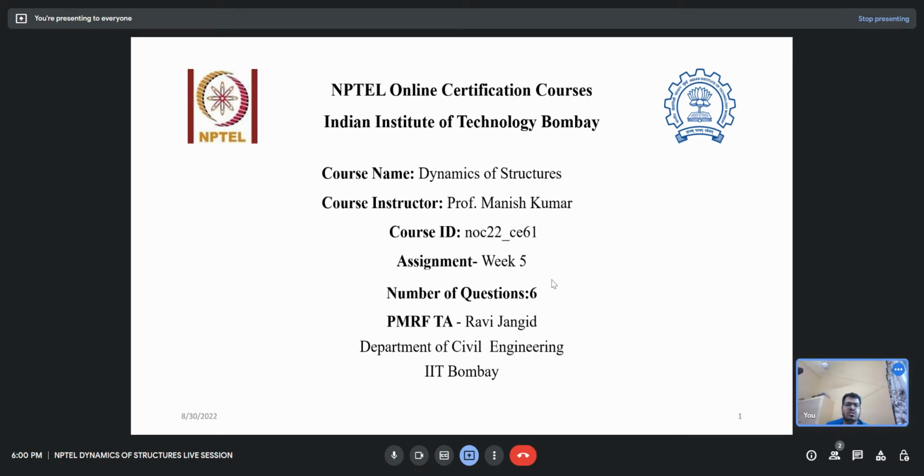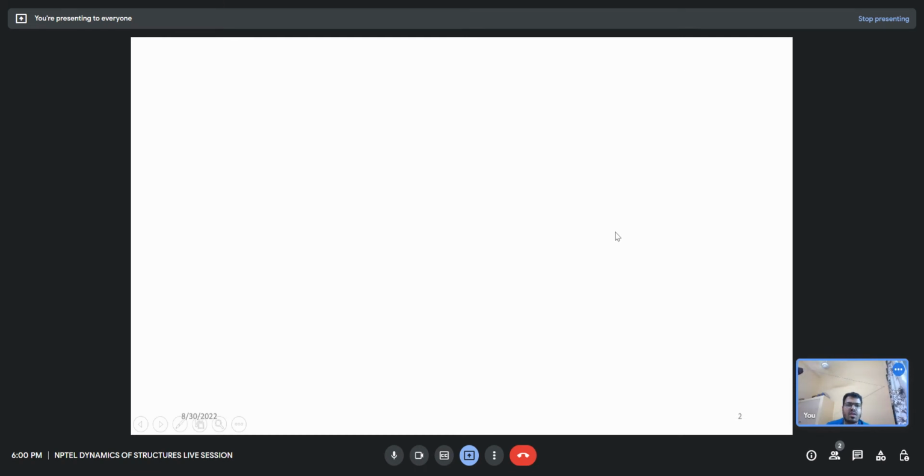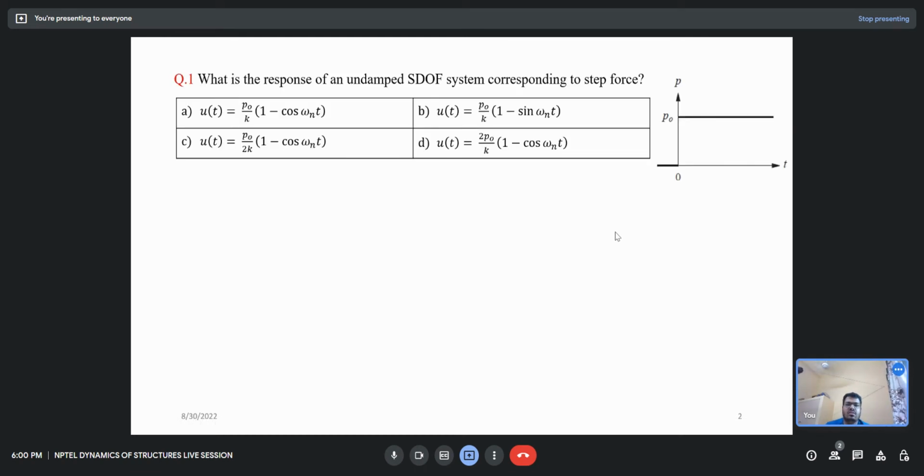First question in this, we have a question related to the step force. What is the response of an undamped SDOF system corresponding to a step force? You have to choose which option is correct from these four. A step force is there, so your P(t) or P(tau) is equal to P naught. So you have to find out which option is correct.